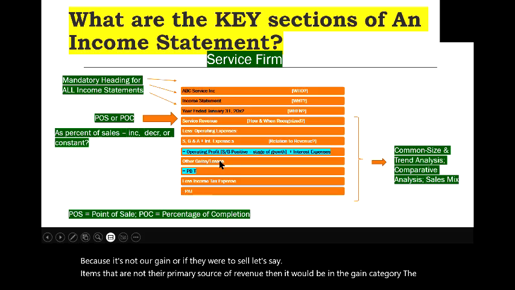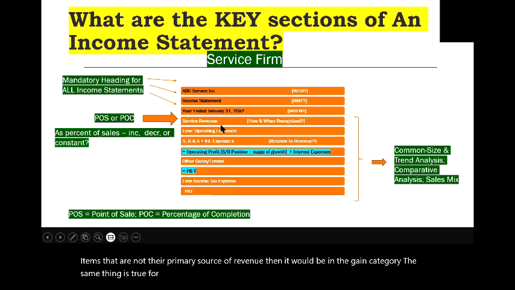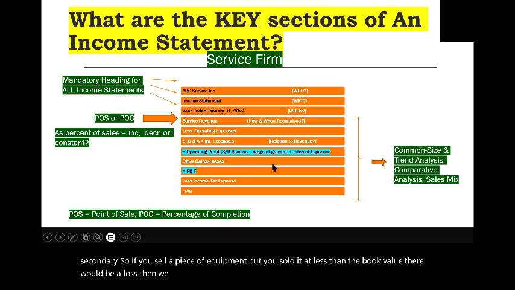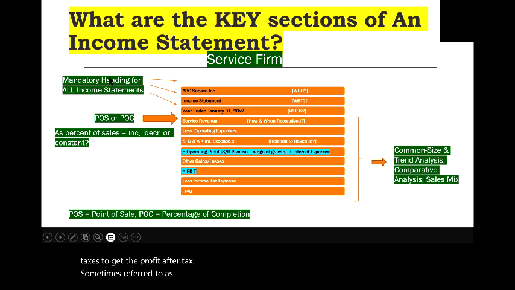The same thing is true for losses. Expenses would be from your primary operation. Losses would be secondary. So if you sell a piece of equipment, but you sold it at less than the book value, there would be a loss. Then we have the profit before taxes. And of course, we would then subtract the taxes to get the profit after tax, sometimes referred to as the PAT. So just some things for you to note as you're looking at the income statement.